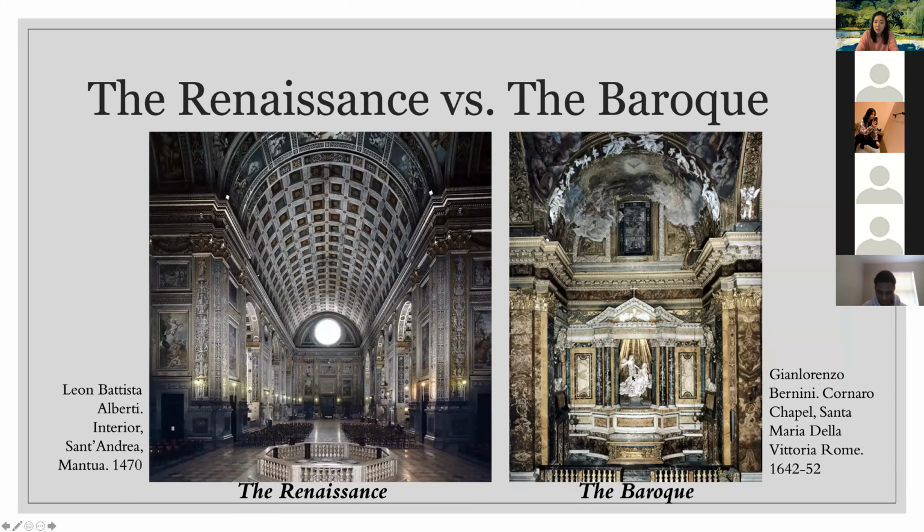So let's see the architecture first. The left one is the Renaissance and the right one is the Baroque art. Can you find the difference between these two styles of architecture? Everyone take a look at them and let's compare how they are different.